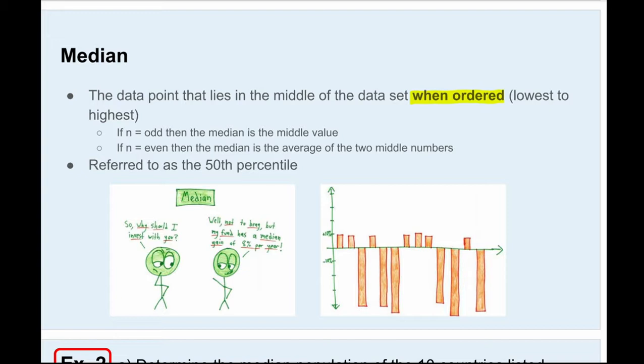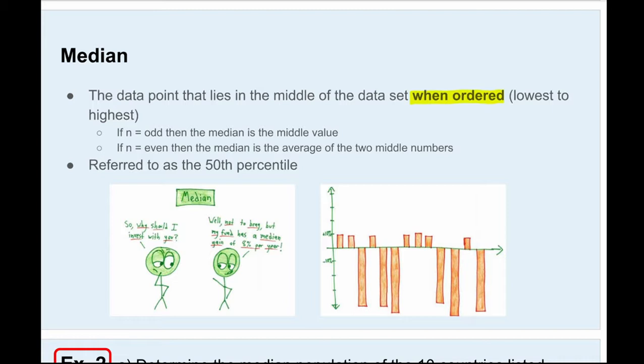When n, or the number of data points, is even, the median is going to be the average of the two middle numbers. And this value is also referred to as the 50th percentile. So basically at that point it means that 50% of your data points are below or above that value.